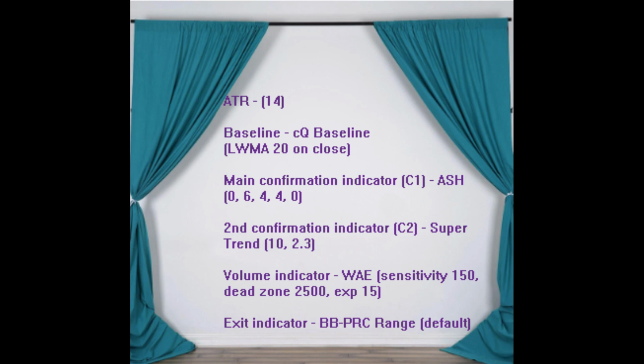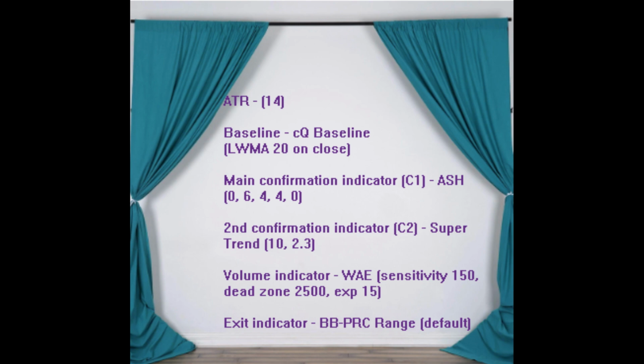For the volume indicator, it's Waddah Attar Explosion. My sensitivity is 150, but I have my dead zone set to 2500. So that's a pretty deep dead zone, with the explosion value of 15. And the latest, greatest exit indicator, one of a couple of options I've been working through, is the BBPRC range. And I just use that on the default settings.